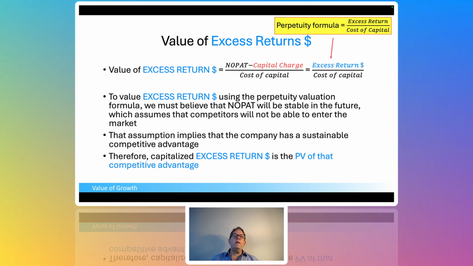But for that excess return in dollars, if we want to use the perpetuity valuation formula, we have to assume that those excess returns are going to be stable, which effectively means the company has a competitive advantage, right? So one more time, to value excess returns in dollars using the perpetuity valuation formula, we must believe that NOPAT will be stable in the future. That's our base assumption, which assumes that competitors will not be able to enter the market. That assumption, that competitors cannot enter the market, implies that the company has a sustainable competitive advantage. Therefore, if we capitalize excess returns in dollars, it is the present value of that competitive advantage. And that's the name we're going to use. So the second layer is going to be the present value of competitive advantage.